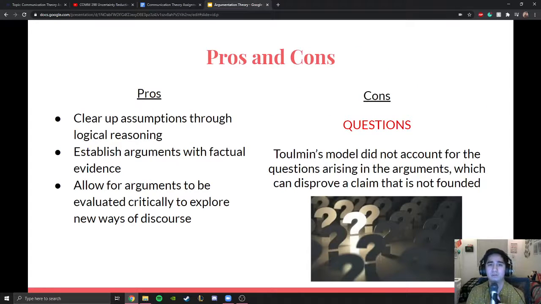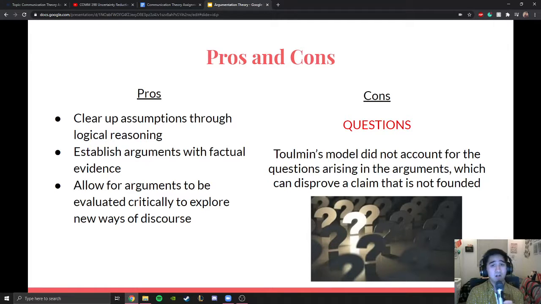The whole thing about the argumentation model is that it clears up assumptions through logical reasoning. It makes sure that arguments are sound and that they have backing so that they don't fall through. It establishes arguments with factual evidence, making sure that words themselves are paired with evidence and raw data that are collected from scientific studies, peer-reviewed journals, and everything in between. And it allows for arguments to be evaluated critically and to explore new ways of discourse. It makes sure that arguments are fresh and that they have room to improve as time goes on.